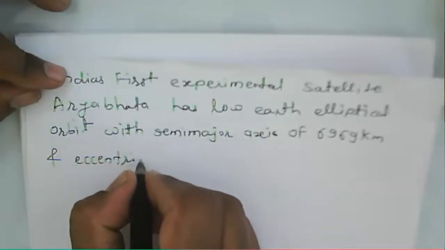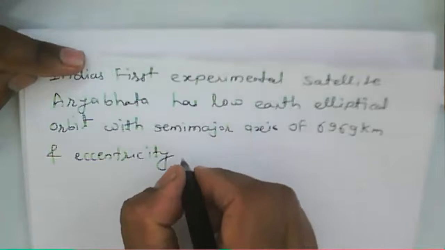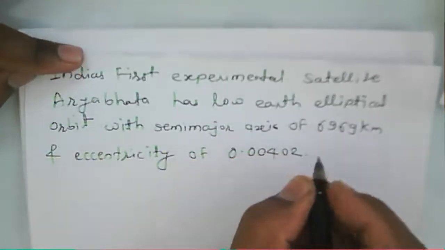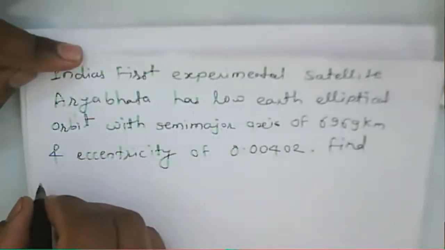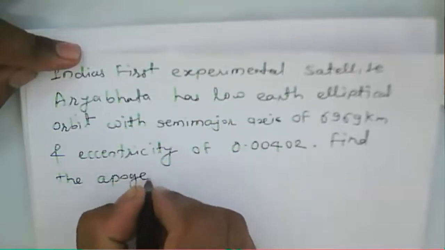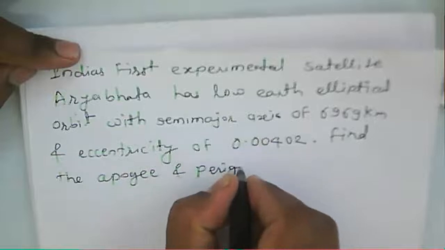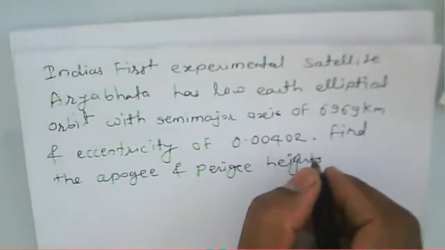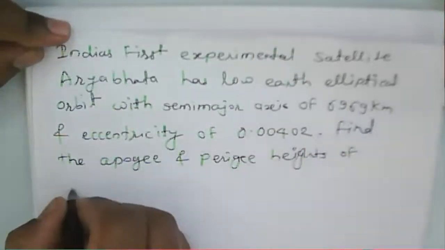and an eccentricity of 0.00402. Find the apogee and perigee height of this satellite.